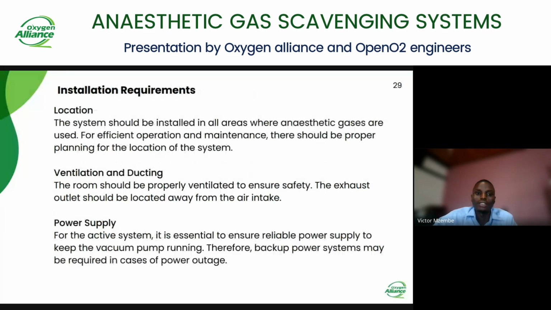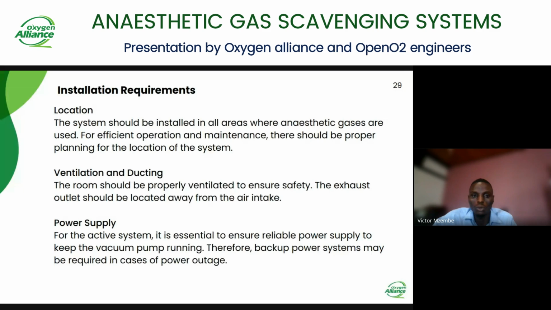So having looked at that, let's now look at the installation requirements for the system. The first thing you have to take into consideration is the location. It is important to ensure that at your facility, each and every area that uses anesthetic gases has a scavenging system. It cannot only be the operating room; sometimes it can be the dental area. So you have to make sure that every area that uses anesthetic gas has a scavenging system.